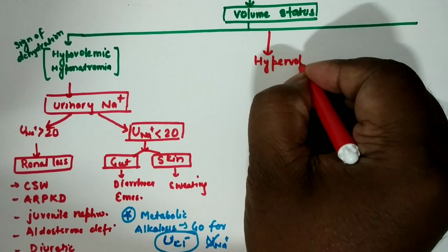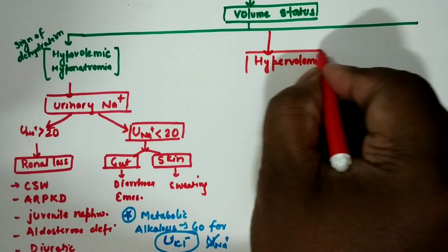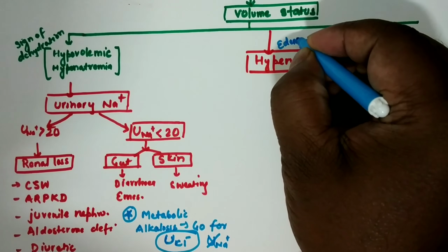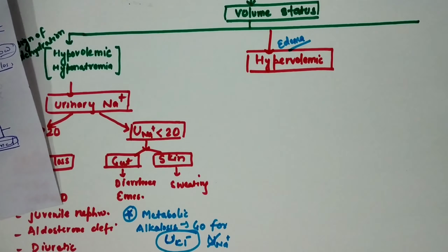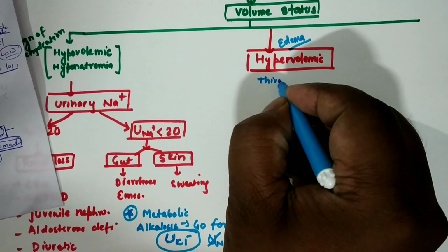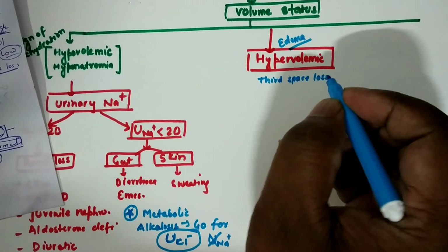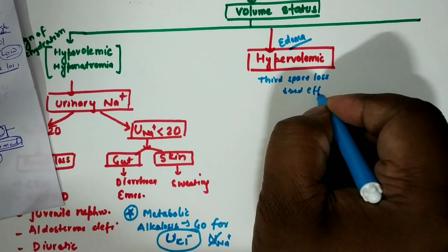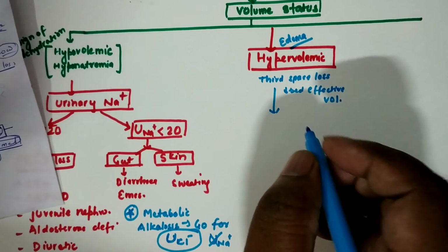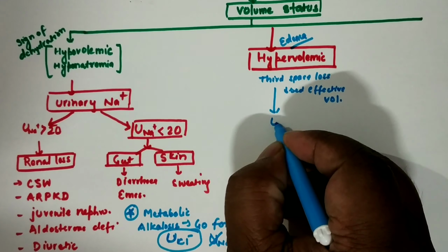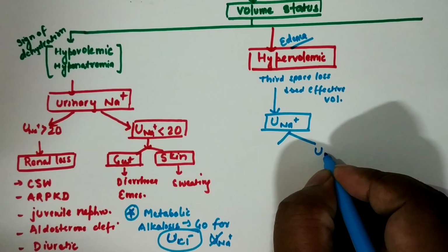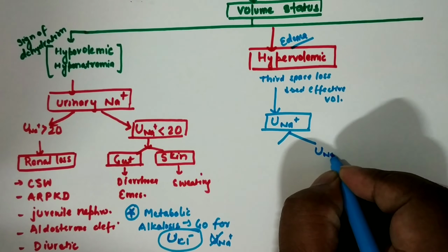Now we have the hypervolemic state, which means the patient is edematous, there is excess fluid, signs of fluid overload. Actually, there is a decreased effective volume. There is a third space loss of fluid. Effective circulating volume is low. So in this condition also we look for urinary sodium.